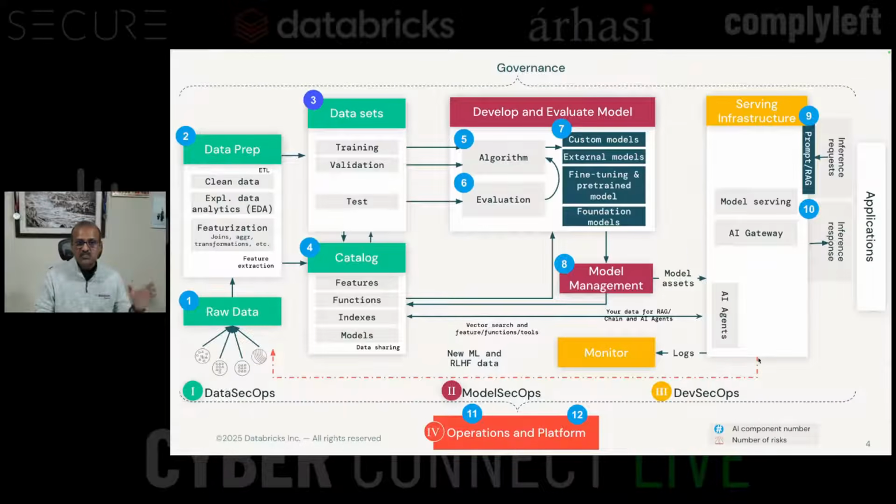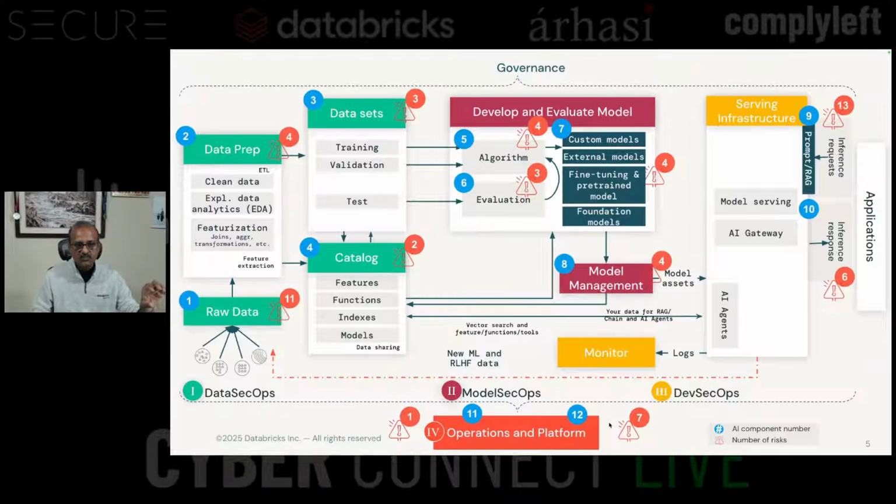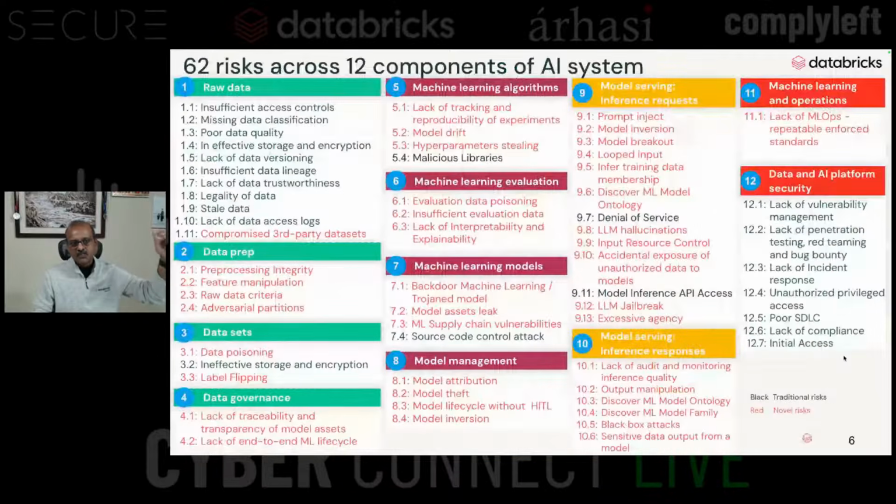And then, after taking these 12 components, we cataloged the risks at each component. As you can see here, there are 12 components, and you can see those risks with the numbers. For example, component 1, raw data, has 11 different risks. So guess what? Data poisoning is happening from here. And then on the right side, you have inference request, which is basically the model serving component, where in the serving infrastructure there are 13 risks. This is where prompt injection and other risks are going to happen, just to be brief on the coverage. But we published all those risks.